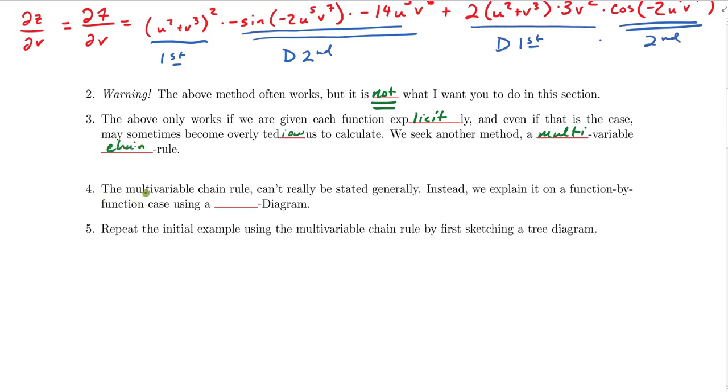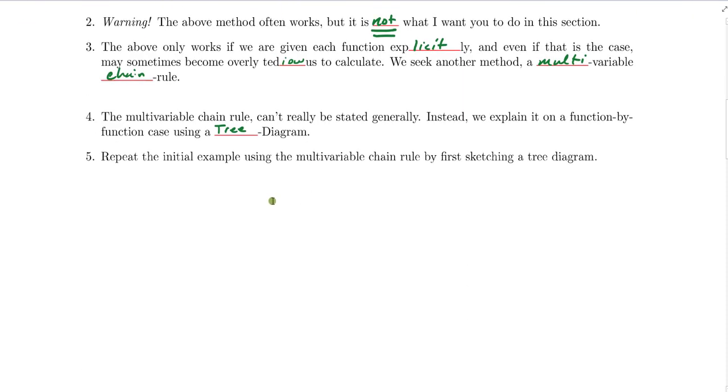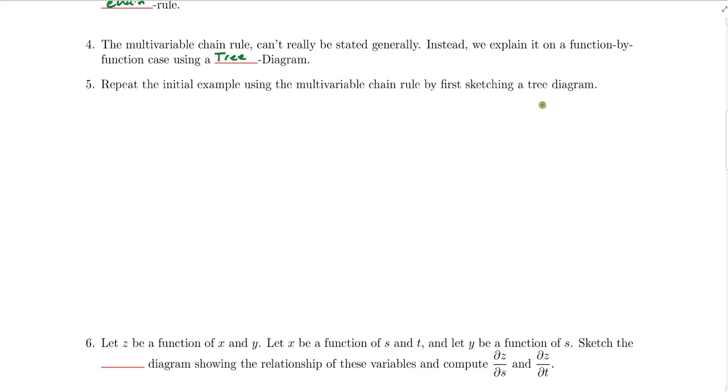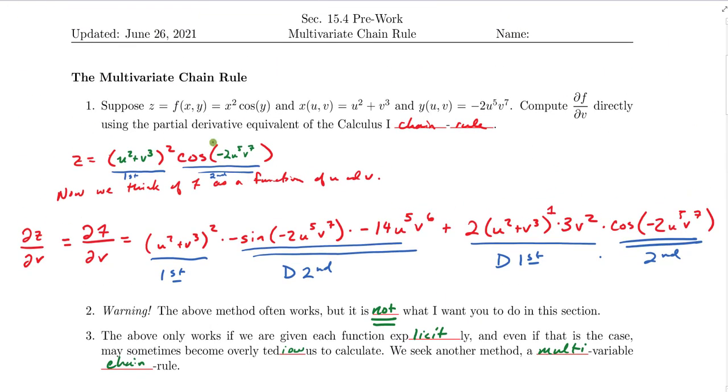The multivariable chain rule can't really be stated generally. Instead, we explain it on a function by function case, and we do so by building what we call a tree diagram. So this is the most important skill for this section, building these tree diagrams. So let's repeat this initial example where we've got this function up above here. Z is a function of x and y, and x is a function of u and v, and y is a function of u and v.